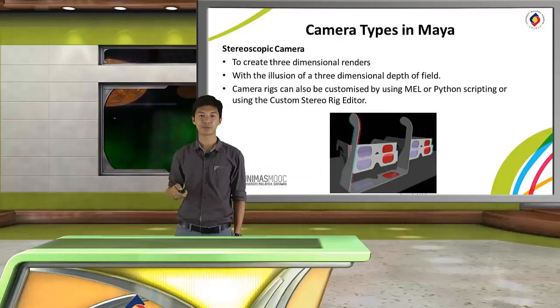Moving to the more complex camera types, we can use a stereoscopic camera to create 3-dimensional renders with the illusion of a 3-dimensional depth of field. When rendering a stereoscopic scene, Maya takes into account all of the stereoscopic camera attributes and performs calculations to produce a parallel image that can be composited by another program. The camera rig can also be customized by using MEL script or Python scripting, or using the custom stereo rig editor.